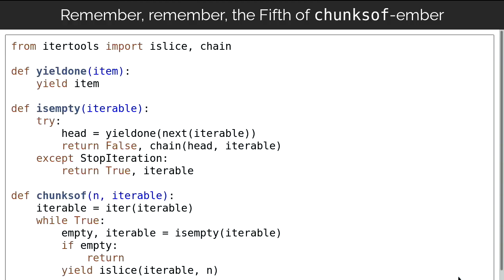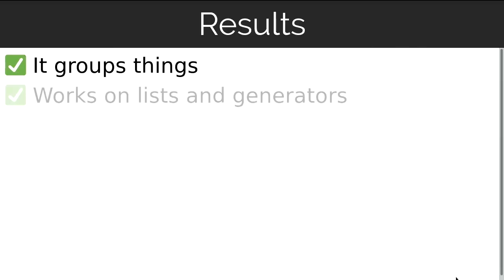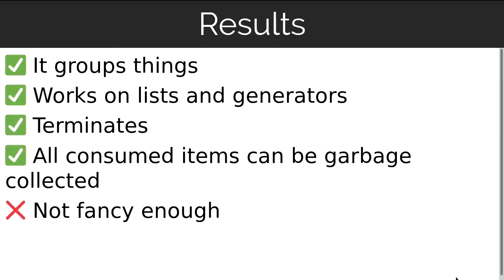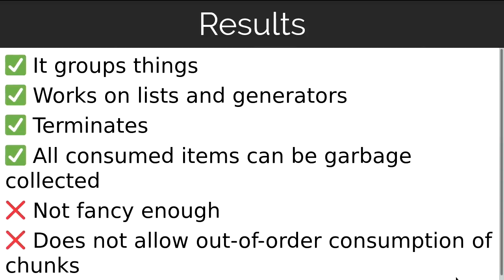So here's another one. Yield one. You send it to the thing, it makes a generator, it yields one item, and then it can forget it. So now we use that instead of sending a list in, and that actually works. It groups things, works on lists and generators, terminates, and garbage collects everything. It's not that fancy, and you can't consume things out of order, which is a very niche use case. But whatever, let's fix it.